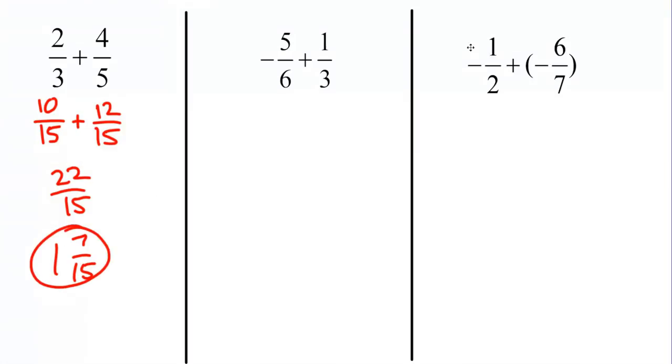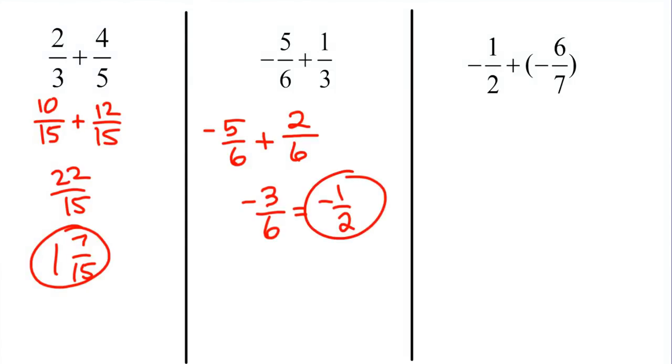Next one, -5/6 plus 1/3. 6 and 3 are the denominators, and the least common multiple of 6 and 3 is 6. So our first fraction will remain negative 5/6. And we're going to rewrite 1/3 as sixths, which is 2/6. And now we'll add the numerators using our rules for integers. Negative 5 plus 2 is negative 3. So negative 3/6, which does simplify to negative 1/2. And there's our result there.